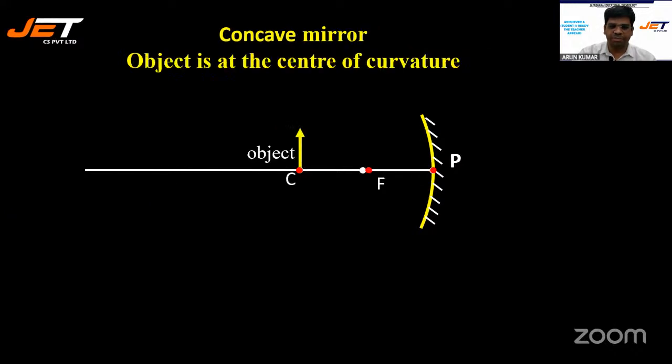Let's keep the object exactly at the center of curvature. Now what do you think happens? Students, now what do you think happens? Before I draw the ray diagram, can you mention what happens? Can you tell me what happens? I have placed the object exactly on the center of curvature.